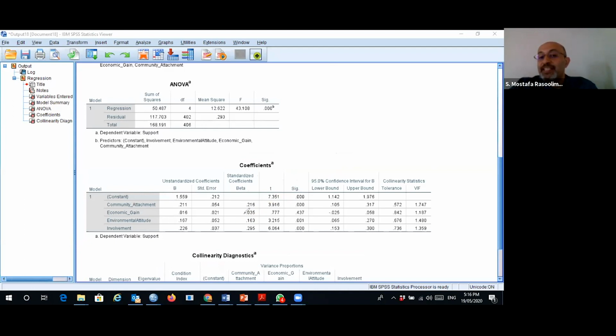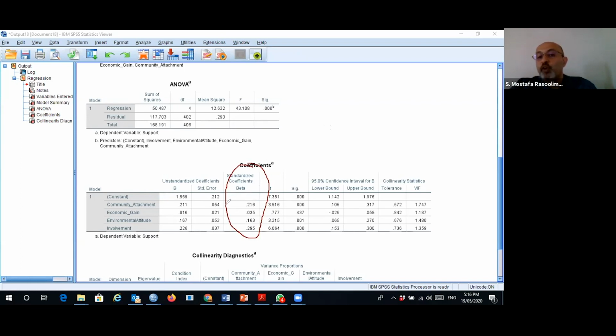It is better to interpret standardized beta. So this column, standardized beta, is different from unstandardized. Here it is 0.216, 0.035, 0.16, 0.295. This is standardized beta, and it is the most important thing for multiple regression interpretation. So this is beta for each relationship.